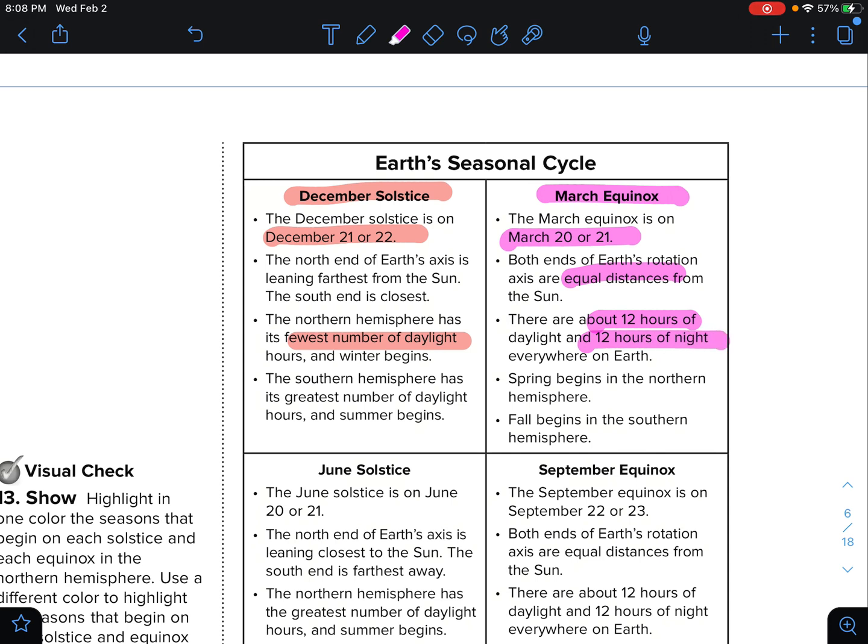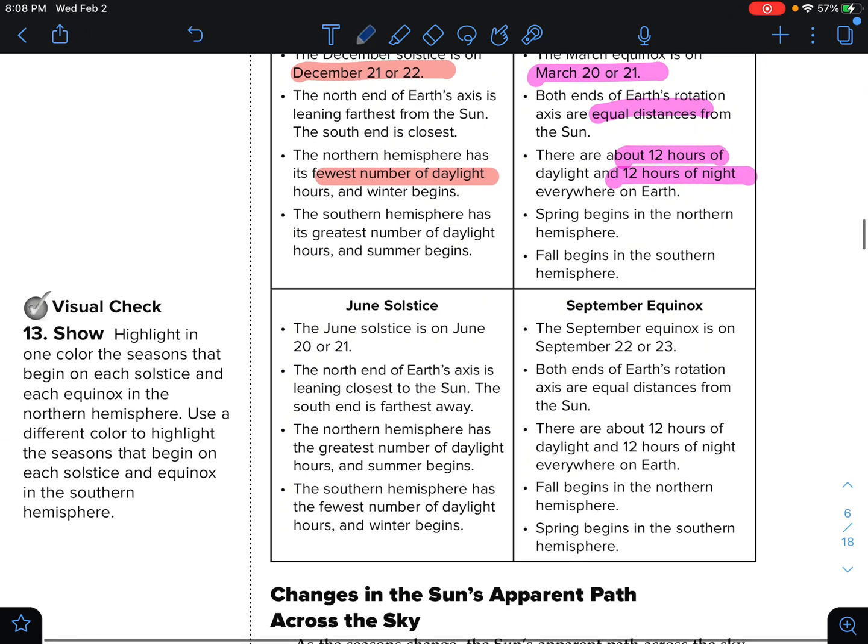So that equinox, I want you to think of equal. So equal day, equal night. Versus a December solstice is definitely not equal. We have the shortest amount of daylight hours and the longest number of nighttime hours. Spring begins in the northern hemisphere and fall begins in the southern hemisphere. So this word here is also known as vernal. Vernal means spring.